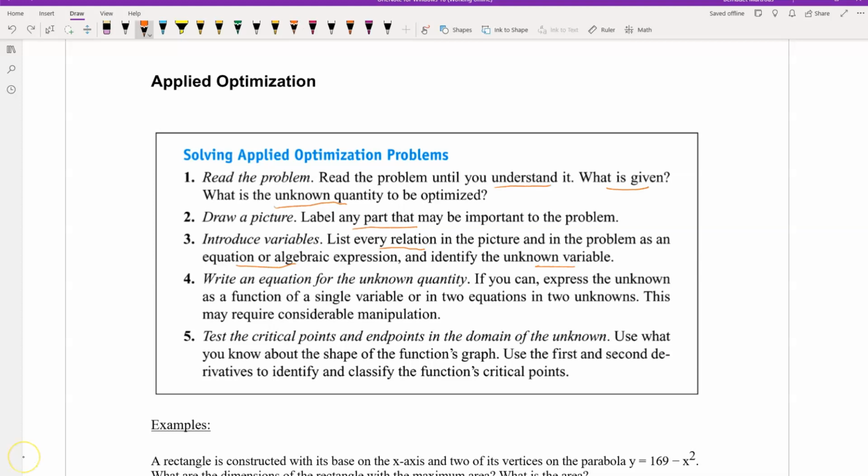Step 4, write an equation for the unknown quantity. If you can, express the unknown as a function of a single variable or in two equations in two unknowns. Step 5, test the critical points and endpoints in the domain of the unknown. So in this case, use what you know about the shape of the function's graph. Use the first and second derivatives to identify and classify the function's critical points.